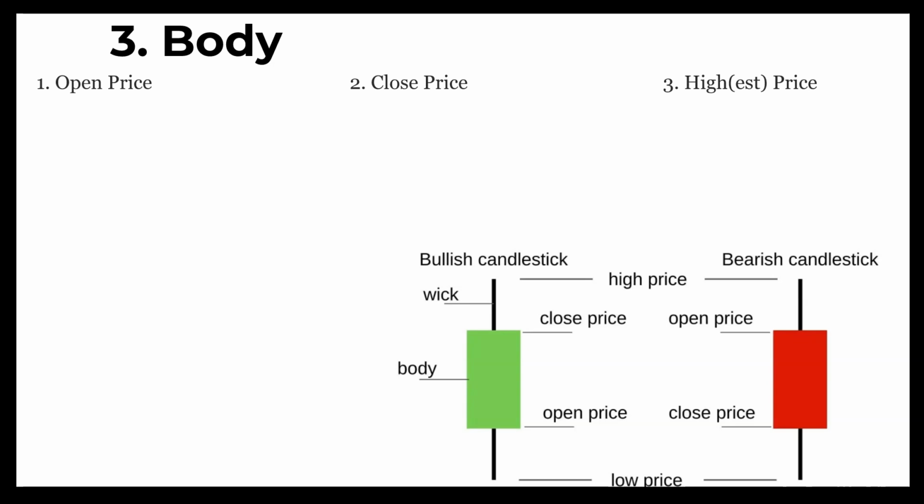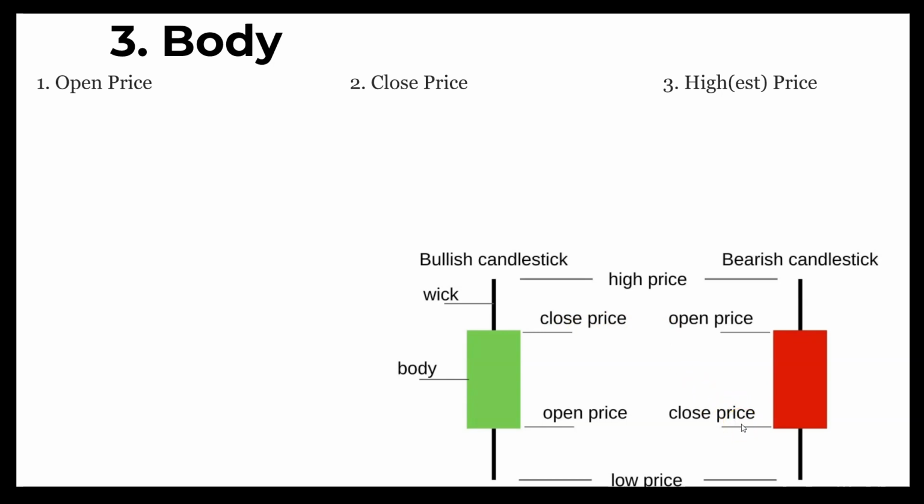So the open price shows the price of the stock when the market opened. Notice that for the bullish candlesticks, the open price starts where? At the bottom. And the bearish candlesticks start at the top, right here. The close price shows the price of the stock when the market closed. Notice that for the bullish candlestick, the close price starts at the top, and the bearish candlestick starts at the bottom.